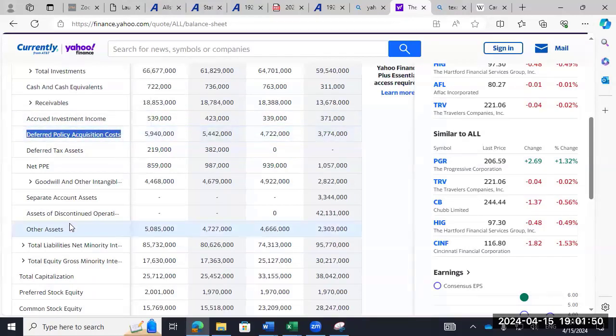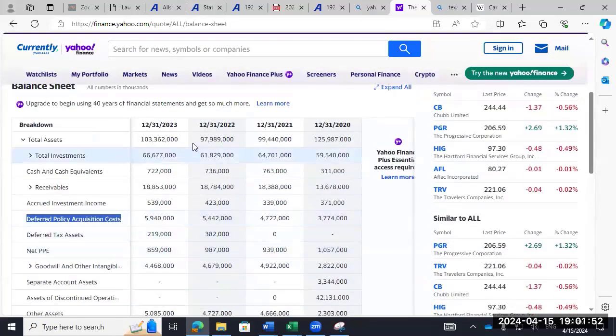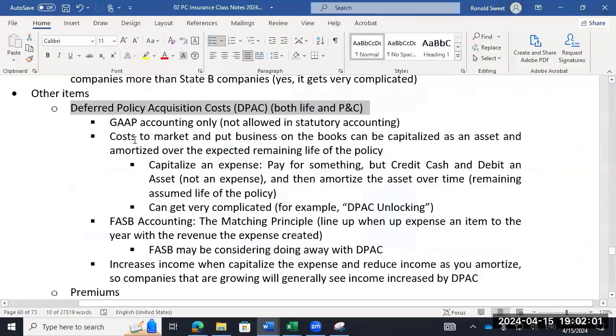So it's a big number. I can't see their total assets. It's got to be in there. It is. So it's about 5% of their total assets, more than 5%, is in this line. Very, very bizarre. It's only in GAAP accounting. It's not in statutory.